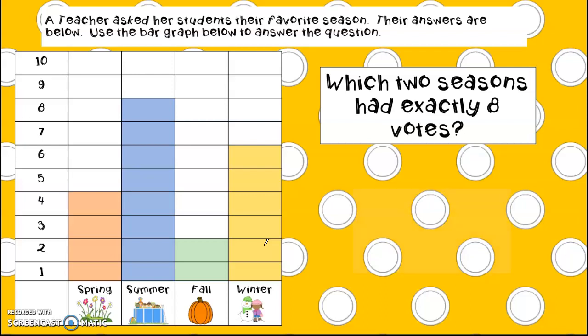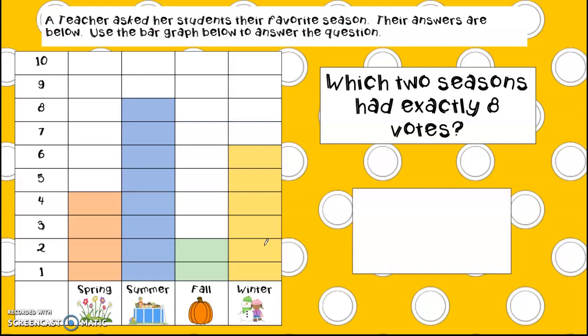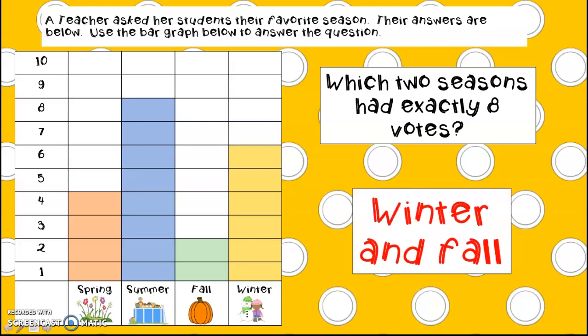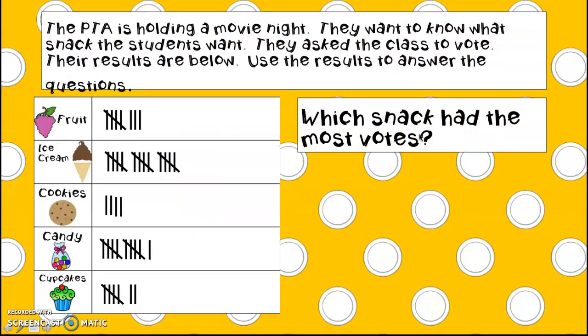Okay, ready for the answer? The answer is winter and fall. And the reason it's winter and fall is because this winter has 6 and fall has 2. If I add them together, 6, 7, 8. And that's what it was asking me for, 8 votes.